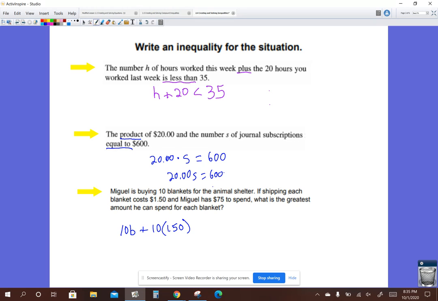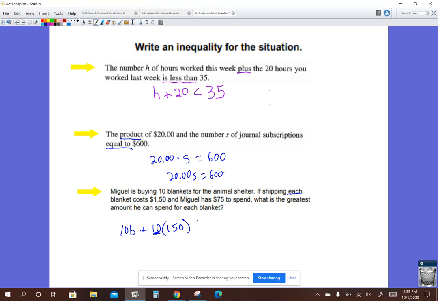If each, remember that keyword we went over in class? If shipping each blanket, so each of the 10 blankets, remember that's multiplication, costs 150 and he has 75 to spend, what is the greatest amount he can spend for each blanket? So the greatest amount. So let's see the greatest amount.